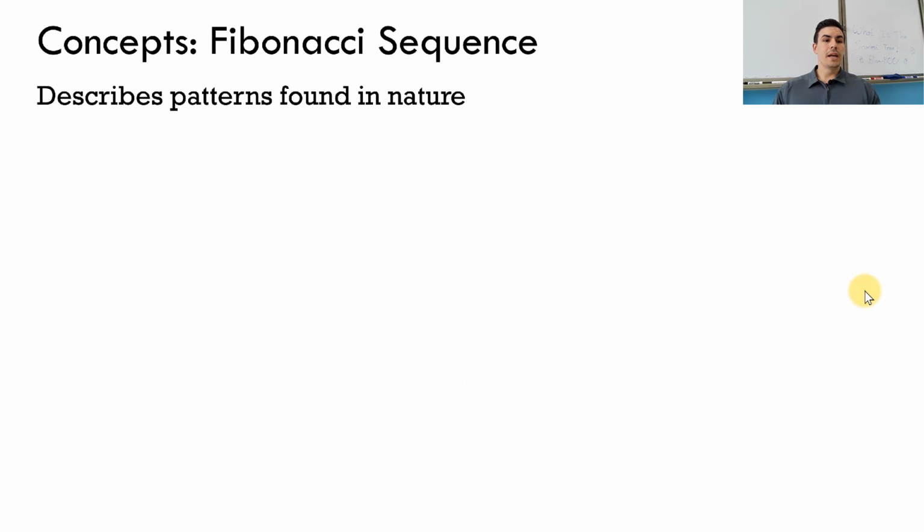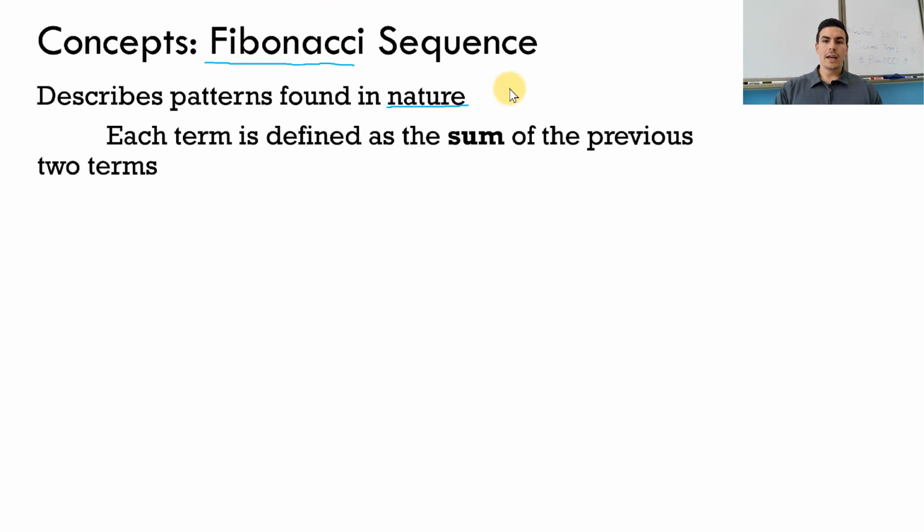Next concept, our Fibonacci sequence. This is often found in nature, so if you're ever given a problem with nature in it, you should be thinking Fibonacci sequence right away. And all the Fibonacci sequence is, is a sequence where each term is defined by the sum of the previous 2 terms.